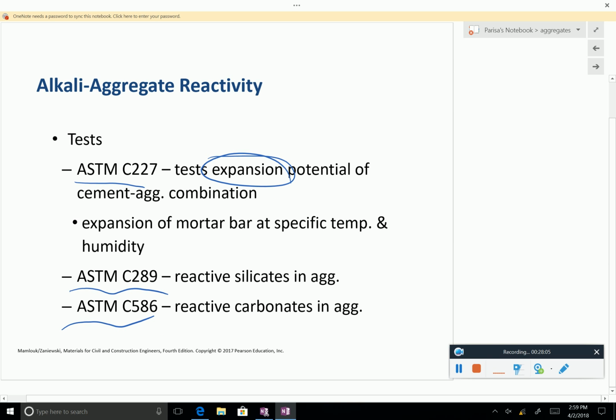So you make small samples, we call them cigarette-type samples, and you look at how much they expand inside a certain solution. And that's how we find out whether there is reactivity or not.